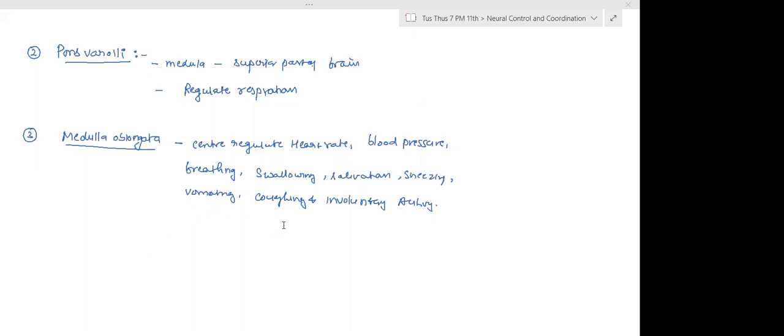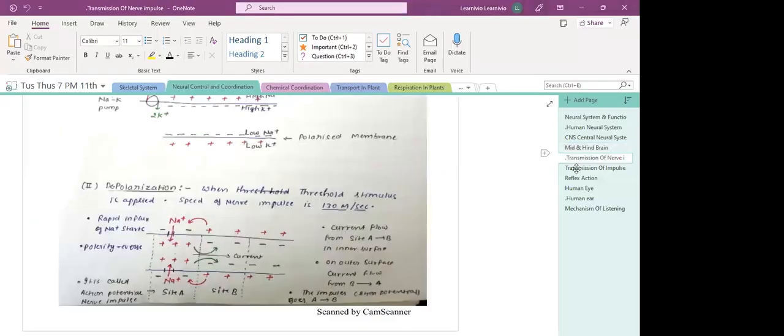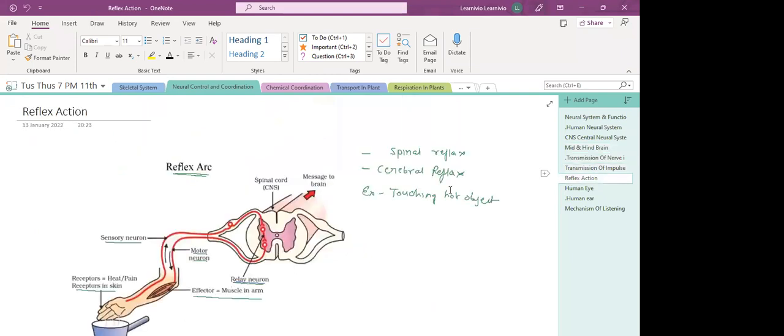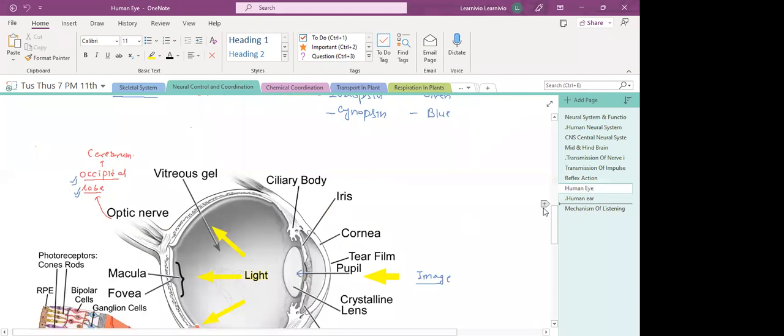Did you take a screenshot of this one as well? Yes. Okay, fine. Then transmission, reflex action, I just told you, right? You have already understood. Human eye, I have told you, right? Then all this part we did. Then what else?